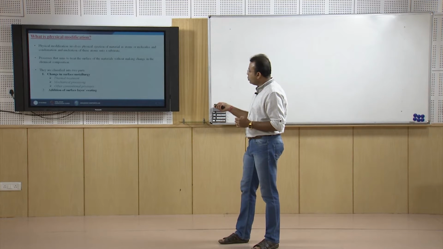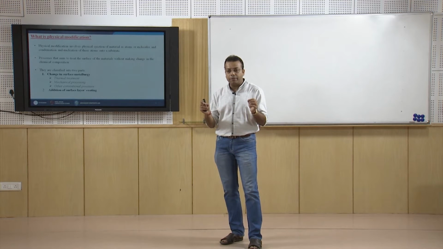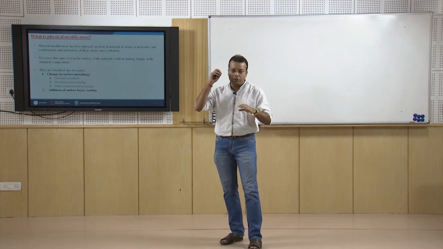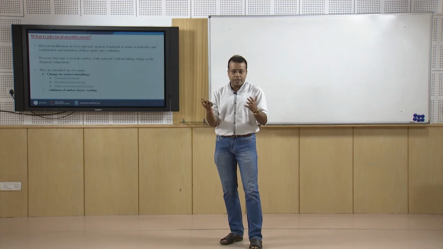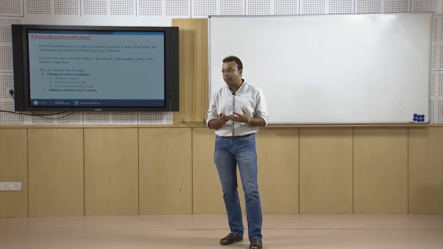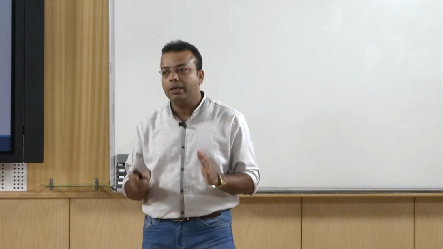They are classified into two types. One is called the change in surface metallurgy, that means thermal treatment, mechanical processing and other conventional processes, and the last one is called the addition of a surface layer or coating. We are not going to do any chemical reactions there. We may use a certain pressure, a certain load, or certain heat, so that the outer surface of that material is changed, but its chemical structure and chemical properties remain the same.